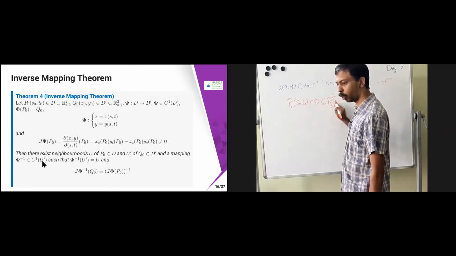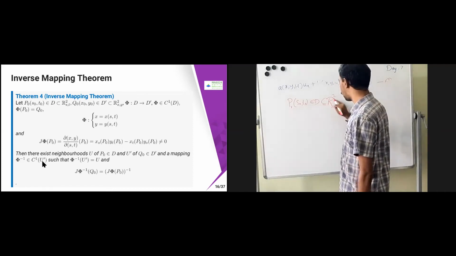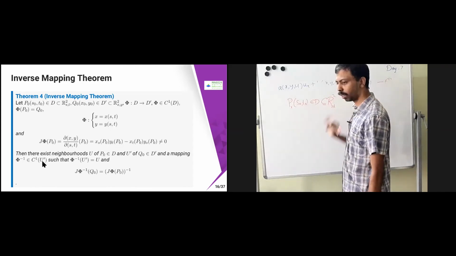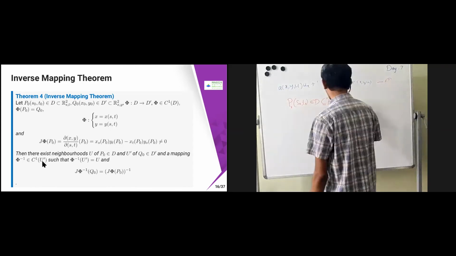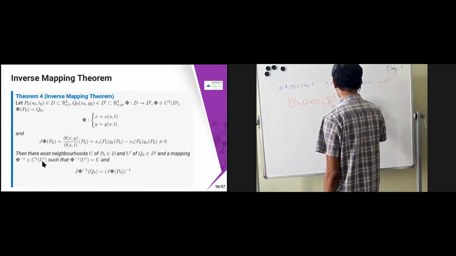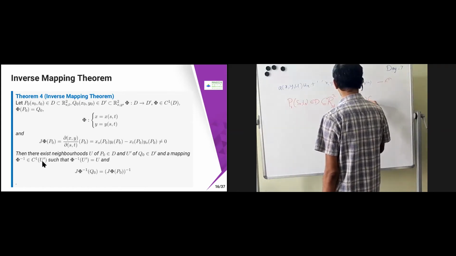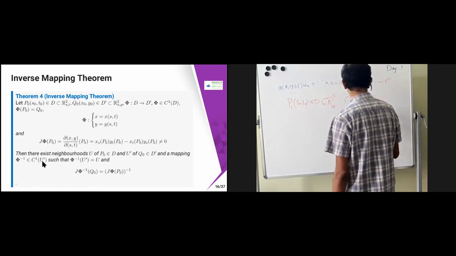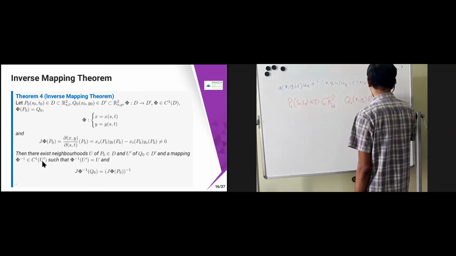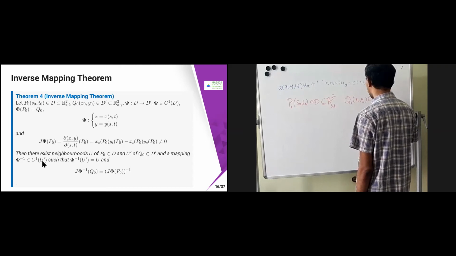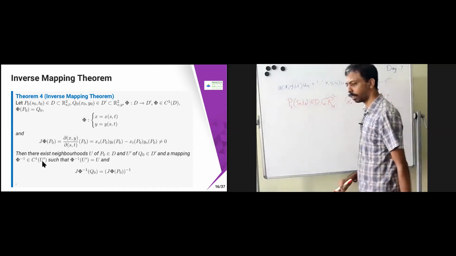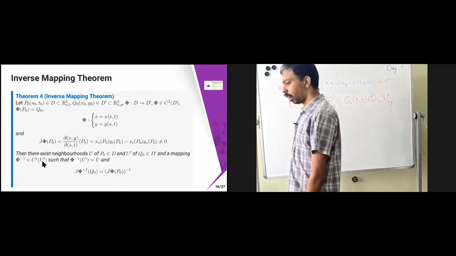Whatever coordinate system I have here, I am just going to denote as S comma T. Similarly, I have another point Q naught, (X naught comma Y naught), which belongs to D dash. This is again a subset of R square, and here I am going to denote the coordinate system as X comma Y.